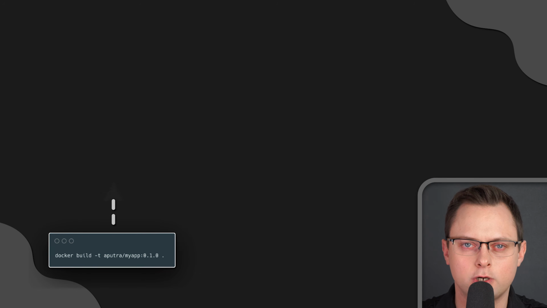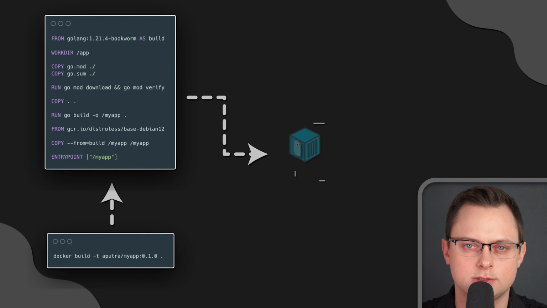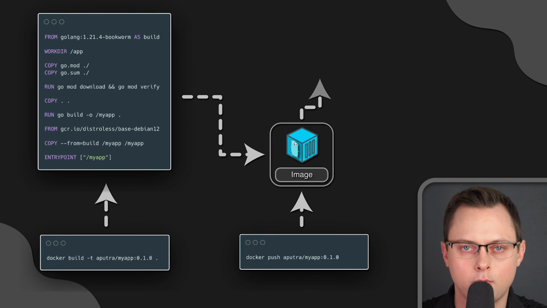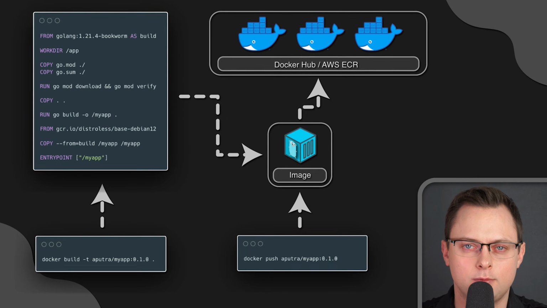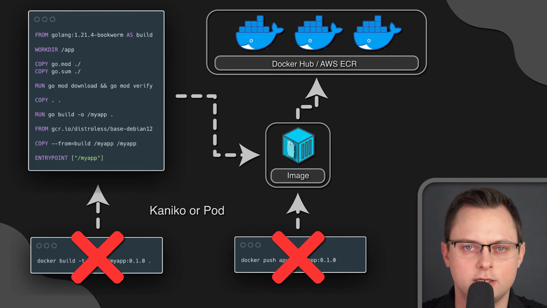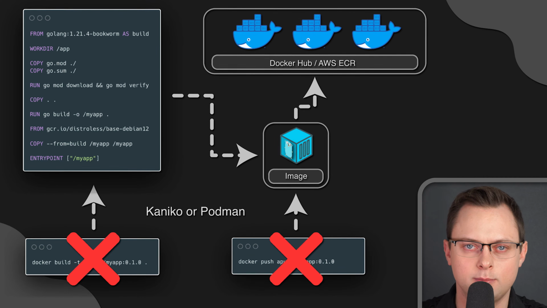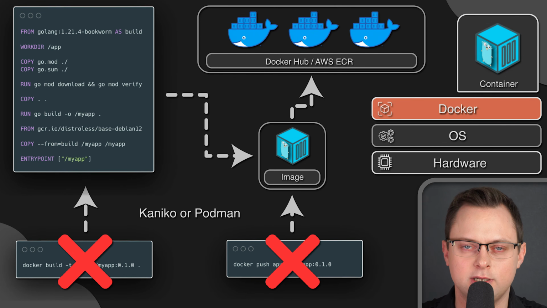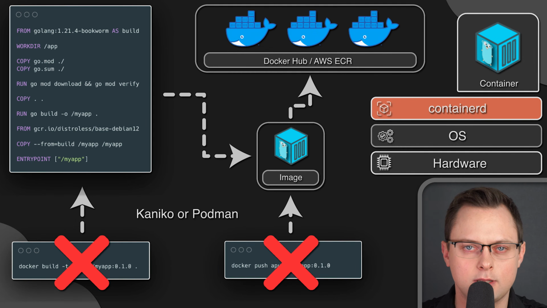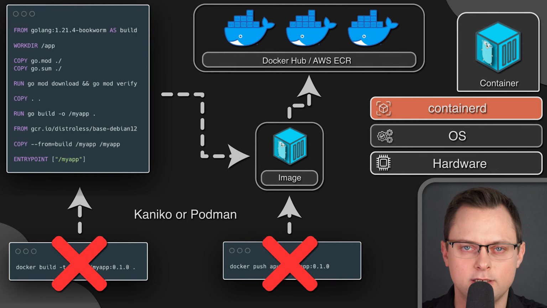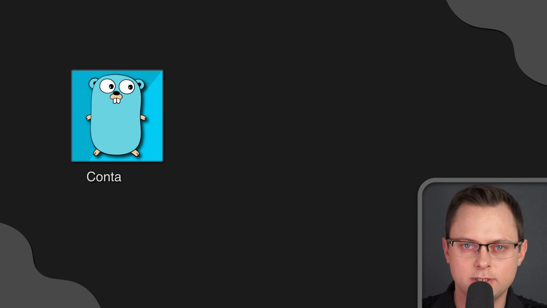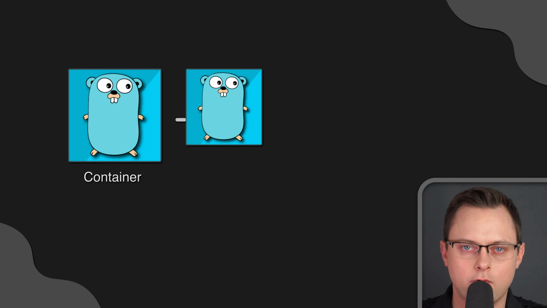Usually, we use a Docker client to build container images and then upload them to a remote repository, such as Docker Hub or AWS ECR. However, you can use other tools such as Kaniko or Podman to build images. You don't have to use Docker at all. Also, Kubernetes recently deprecated Docker as a runtime, and typically we use containerd to run those images in the Kubernetes cluster. Now, Kubernetes doesn't run containers directly.